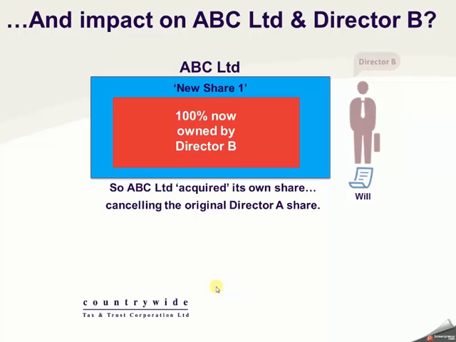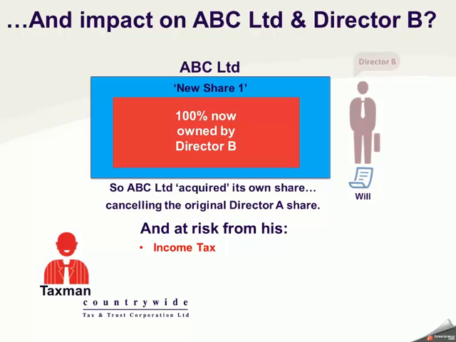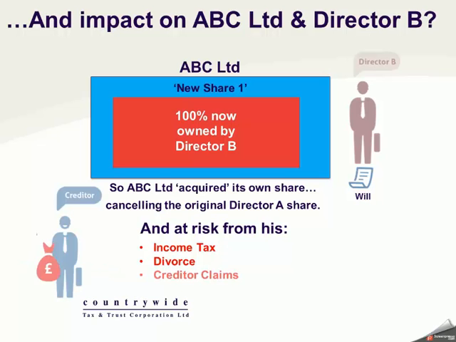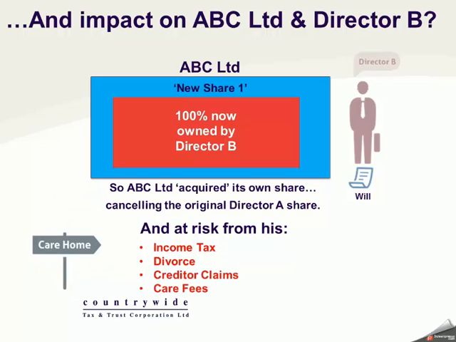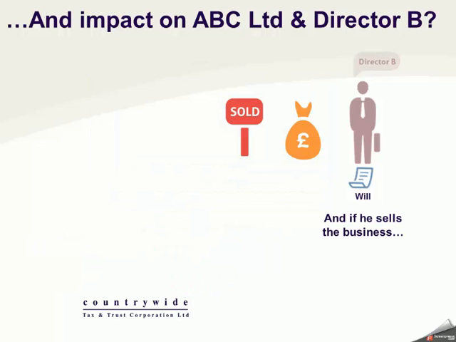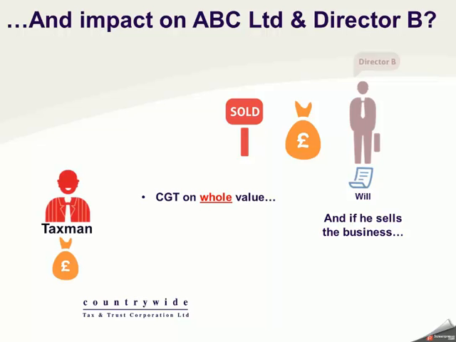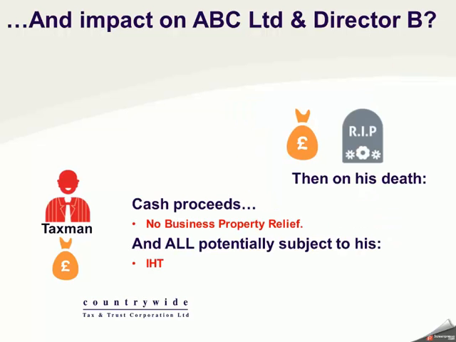So now we also have to consider the impact on the company itself and Director B. He now owns the whole of ABC Limited. He has that 1 share. Now of course that business, if it continues, generates income. Of course that whole business is attackable from his personal divorce. He may have creditor issues, future long-term care fees, and of course if he now sells the business because Director A has died perhaps, CGT, capital gains tax on the whole value would be applicable. Of course, if he's then sold that business and then subsequently passes away, the cash proceeds clearly would not meet any criteria for business property relief, and of course those cash proceeds could be subject to inheritance tax as well.